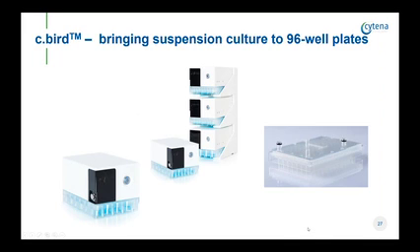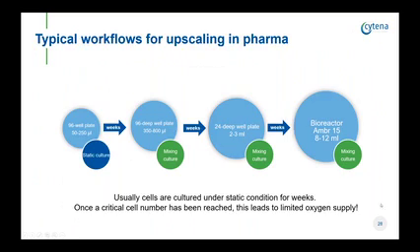In the second part of the talk, I will now introduce you to the CBIRD system, which is one of our latest developments. It's a system that brings suspension culture to the very beginning of the CLD process, and it can be rapidly integrated into common CLD workflows. So this slide shows the system. This is a special lid that can be placed onto standard 96 or 24 well plates, and this is a control box with a docking station, but we will talk more about this in a bit.